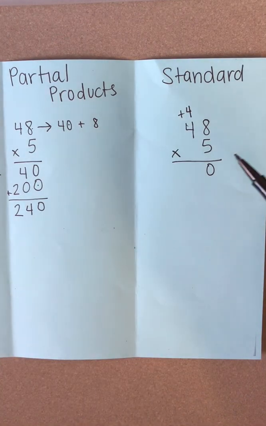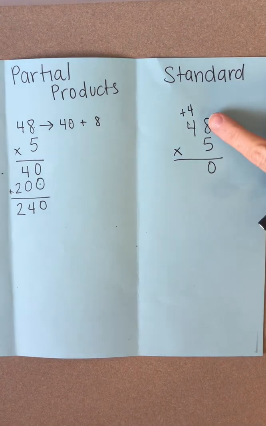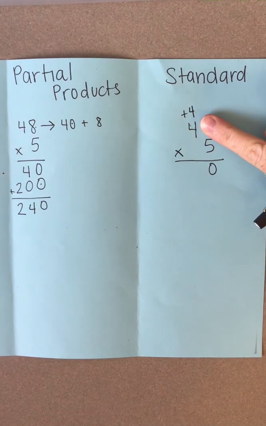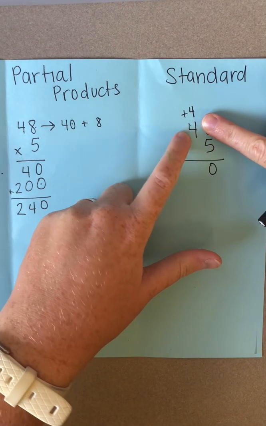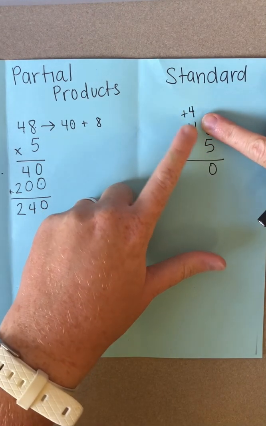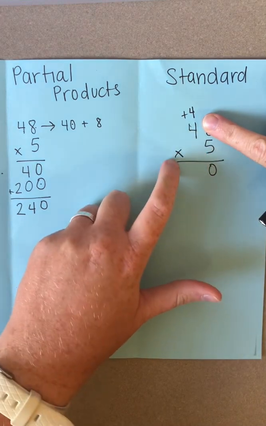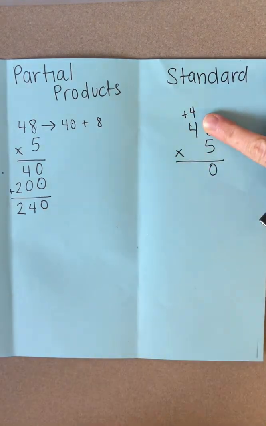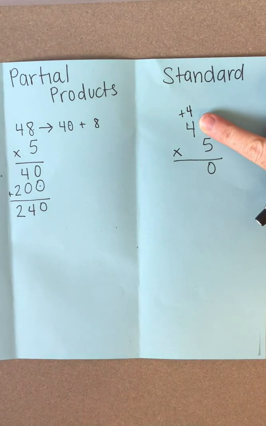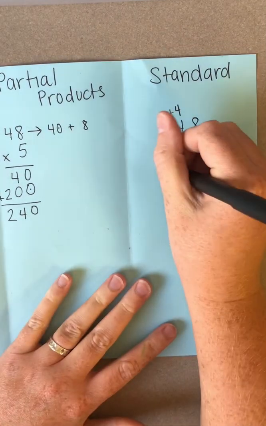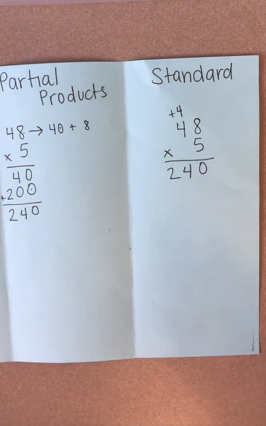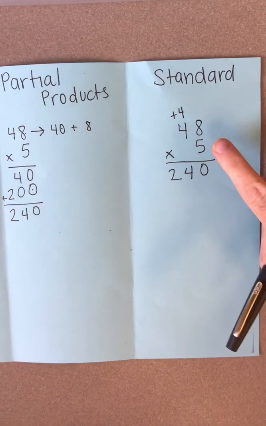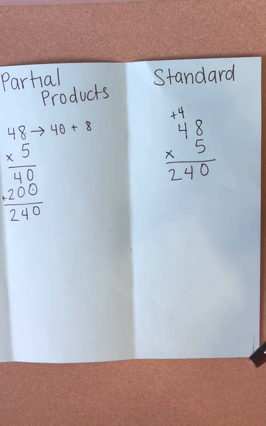Now this is the part where a lot of students get confused, so I need y'all to listen closely. So we did our 5 times 8 and got 40, so we're going to cover that 8 up, and now we're going to do 5 times 4 plus our 4. So 5 times 4 is 20, plus 4 would make 24. We write it on the same line there. So our answer to 48 times 5 is 240.